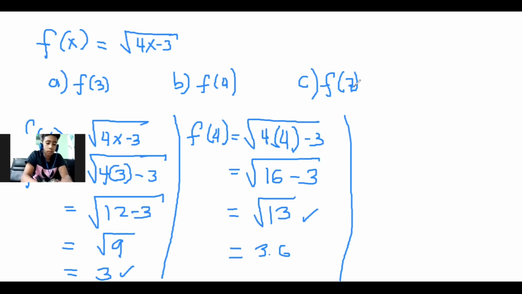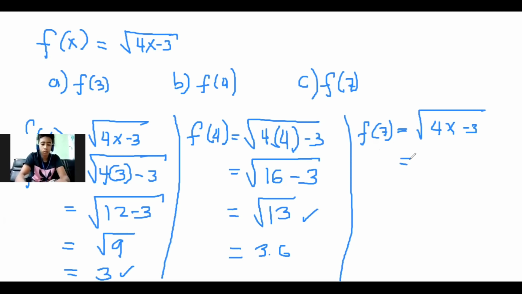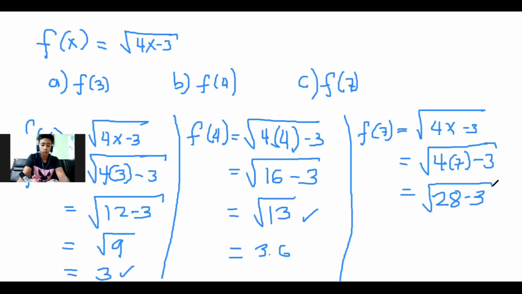This time, we're going to get the value of the square root of 4x minus 3 if we input 7. What is the function of 7 in our equation, the square root of 4x minus 3? This time, all your x's will be changed to 7. So 4 times 7 minus 3. We simplify our solution. 4 times 7 will give us 28, minus 3. Don't forget your radical sign.